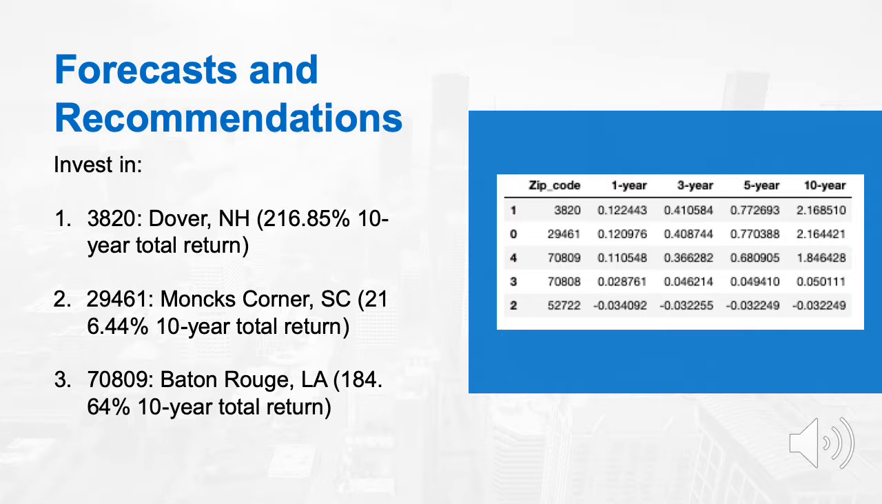Now, I recommend for the company to invest in Dover, New Hampshire, Moncks Corner, South Carolina, and Baton Rouge, Louisiana, since on average they twofold the original investment in 10 years, whilst the other two zip codes that were considered, they either have a very low total return at the end of 10 years or even a negative return.